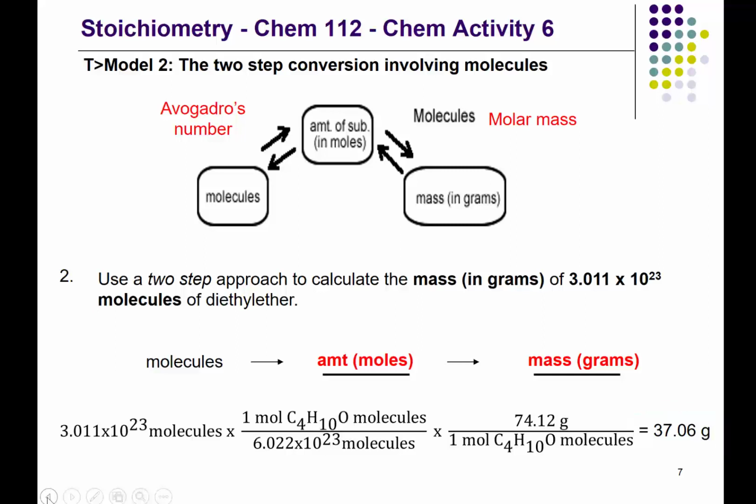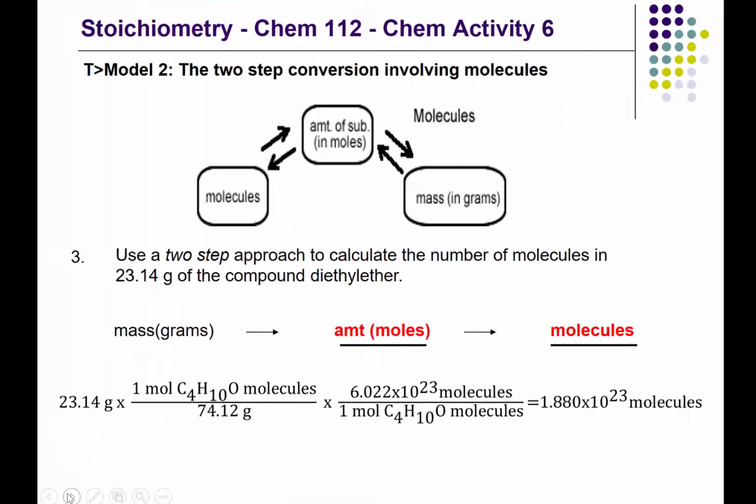And then moving forward to the next question to ask, well, does it make sense? I start with 23.14 grams. I know the molar mass is 74.12 grams. So roughly 23.14 grams is maybe 1/3 of a molar mass of my diethyl ether, and 1.880 times 10 to the 23 molecules is roughly 1/3 of Avogadro's number. So indeed, all of this does make sense.